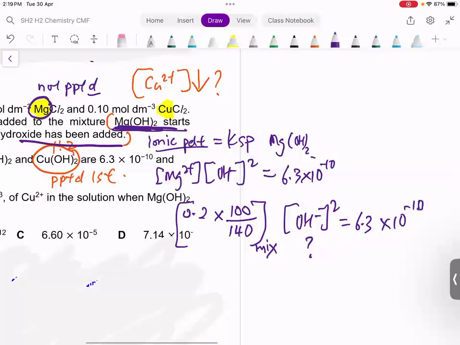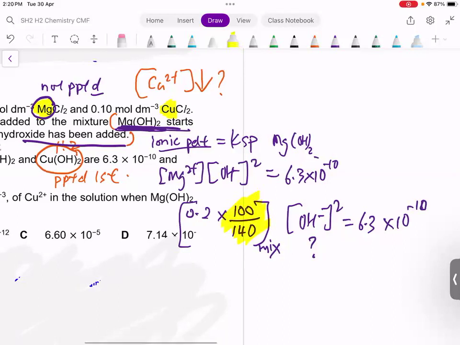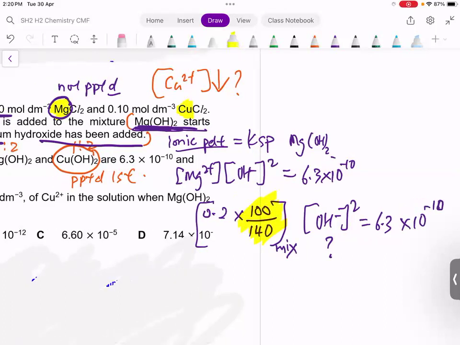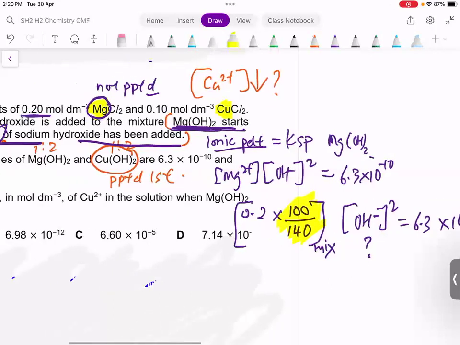I think that's what most of you have forgotten. You forgot to consider the dilution factor. That's why they give you the volume. The moment they give you the volume, likely you need to consider dilution. So this is something that you need to remind yourself: whenever there is volume given, think along the line of dilution. All right. So once you have the concentration of hydroxide here, are you able to calculate the copper 2 plus concentration? Can or not?